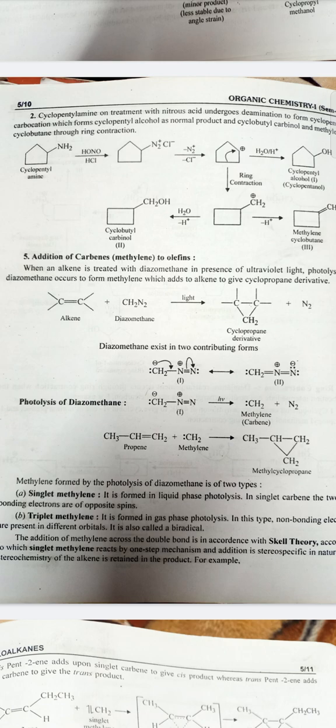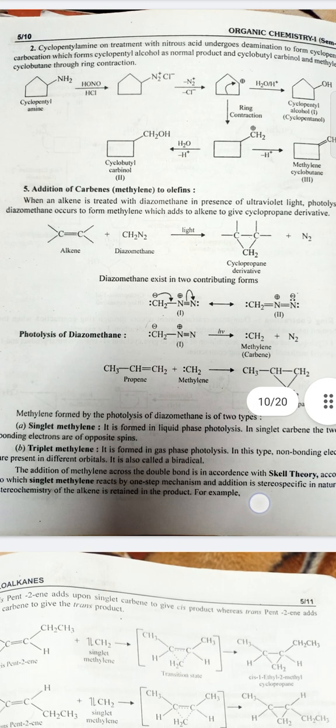Methylene formed by the photolysis of diazomethane is of two types. A. Singlet methylene. It is formed in liquid phase photolysis. In singlet carbene, the two non-bonding electrons are of opposite spins. B. Triplet methylene. It is formed in gas phase photolysis. In this type, non-bonding electrons are present in different orbitals. It is also called a biradical.